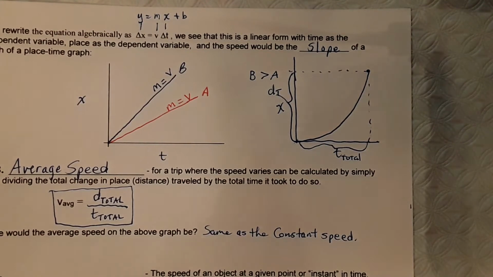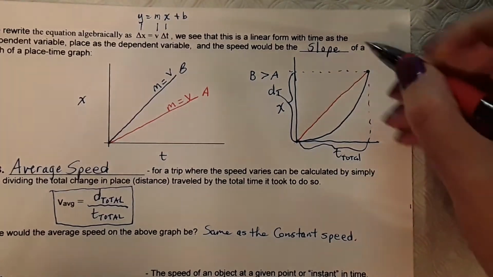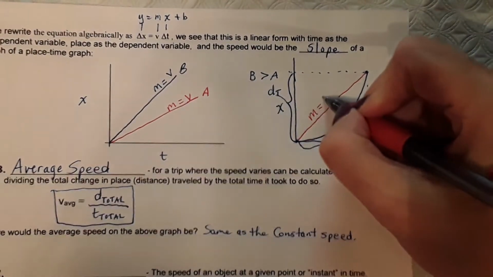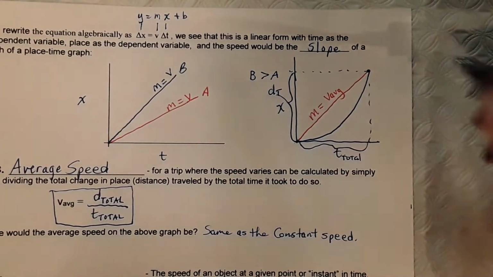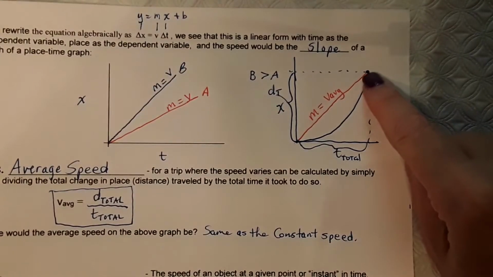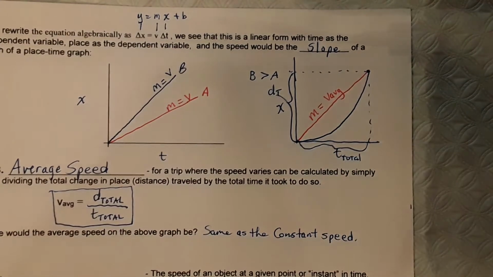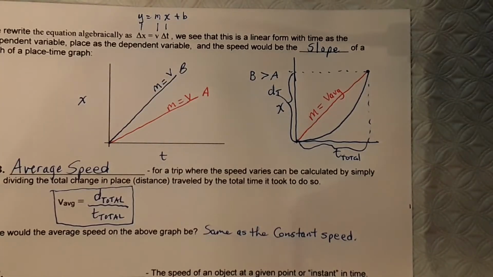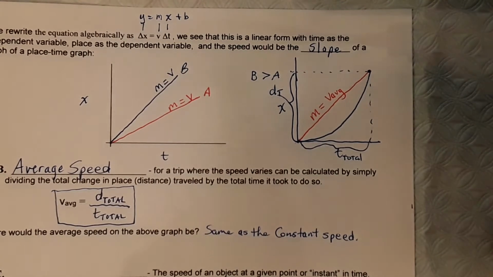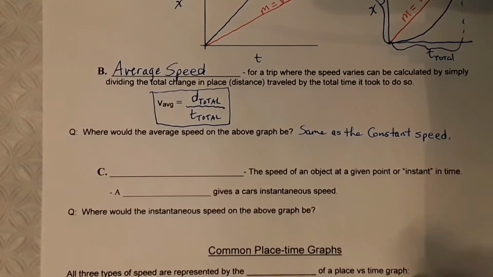And that would give you your average speed. In fact, what it would do is find the slope of this line. If you connect the beginning point and end point with a straight line and find the slope of that line, you will have found the average speed. Now that's kind of cool, isn't it? Did you know you could do that? Pretty slick.